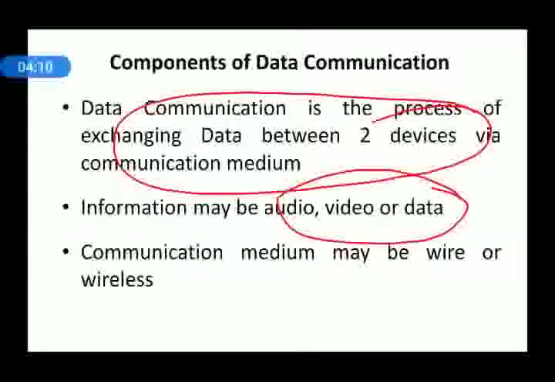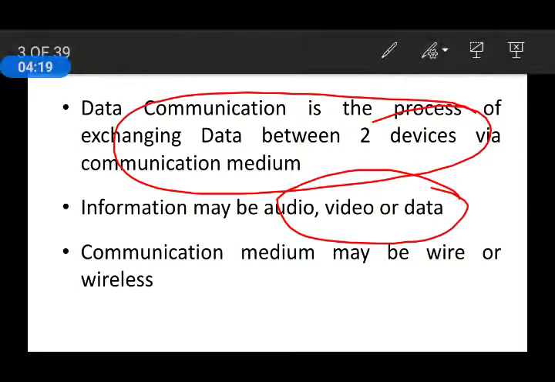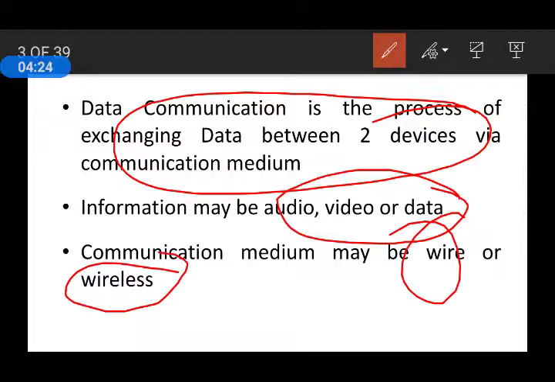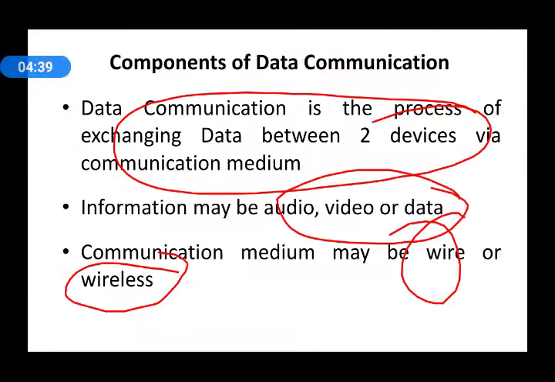Okay. So the communication medium may be wire or wireless. That is, a communication medium is required in order to exchange the data between two devices. That communication medium may be wire, or it may be wireless. So in case of the telephone, we can take as an example, data is communicated through wires, and in case of wireless LAN, data is communicated through radio waves.